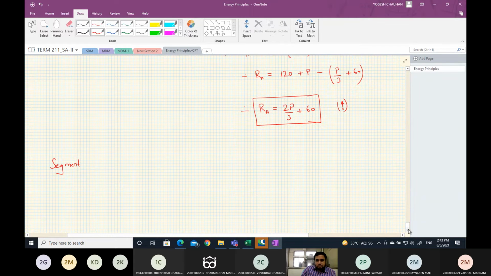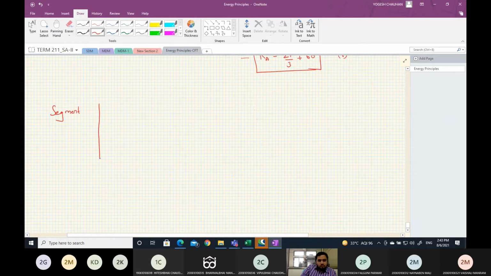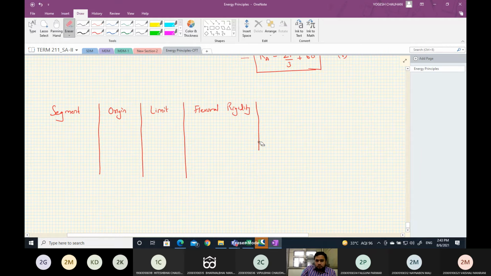Segment, origin, limit, flexural rigidity, Mx, del Mx by del P. Okay.